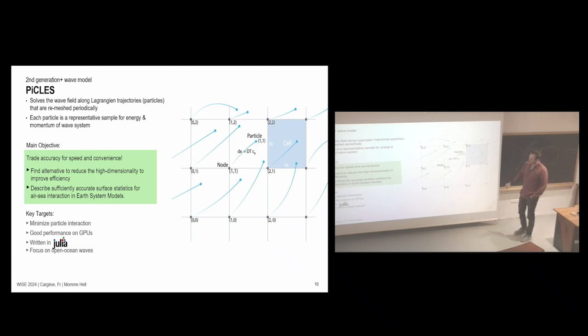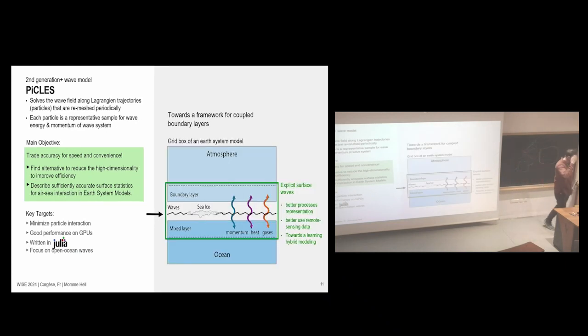We will have a very good performance on GPUs, and this is written in Julia because it's a pretty good language to do that. And we focus on open ocean waves because coastal problems are more complicated. All of this is done, of course, with having in mind that we want to have a better representation of the sea-air interface as a whole, and then there's more data, right? So actually, by explicitly resolving waves, we hope to move towards a better sea-air interface model that represents the physics better, but also enables things like a hybrid model. That means you tune this whole model on remote sensing data directly.